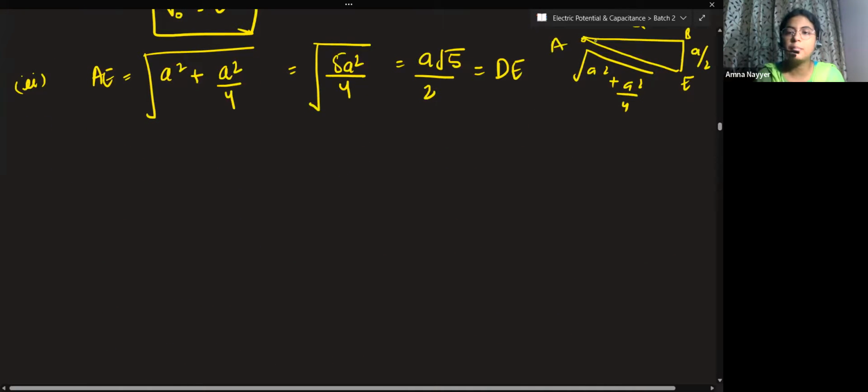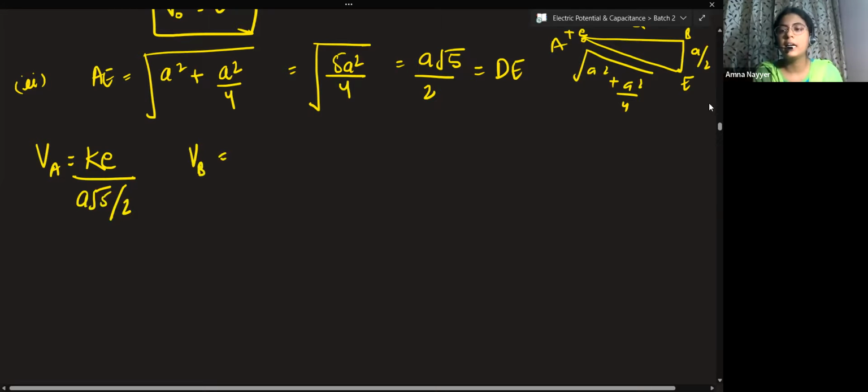Since charge plus E is over here, VA will be what? K, instead of Q, that is the charge, we have plus E divided by the separation of the point to the charge. What is this distance? A root 5 by 2. This is VA, how you have to calculate VA.